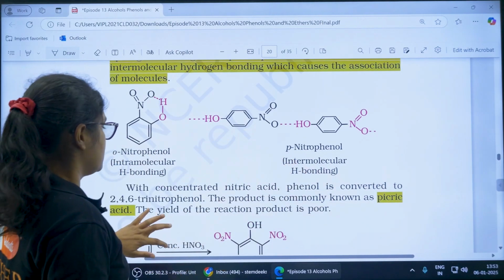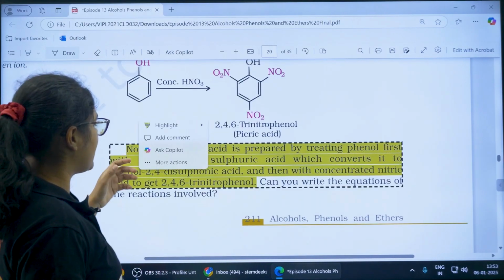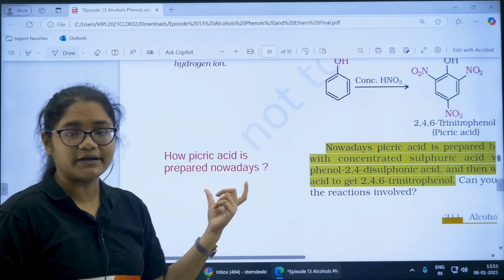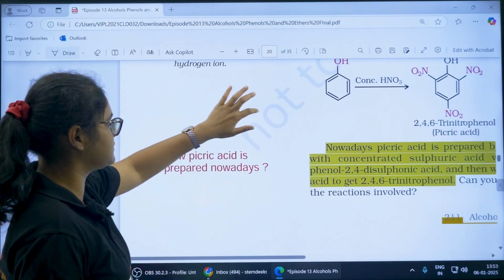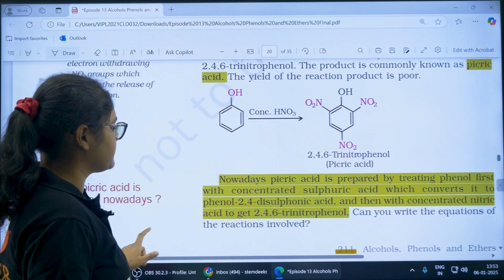Next, if you use concentrated nitric acid, what will be the reaction? This is also there. And here something very interesting I found is how picric acid is prepared nowadays. Earlier, picric acid was prepared by just treating phenol with concentrated nitric acid. But here something different is given.